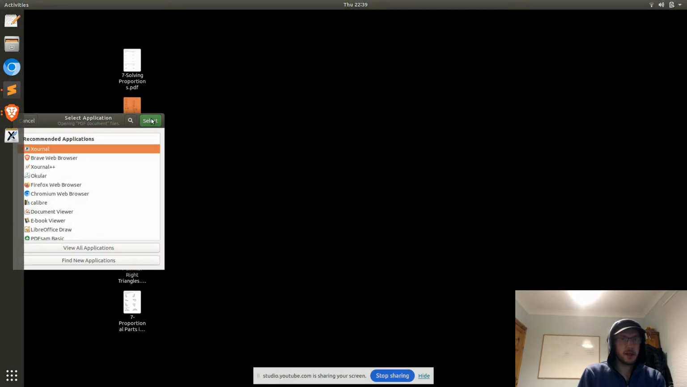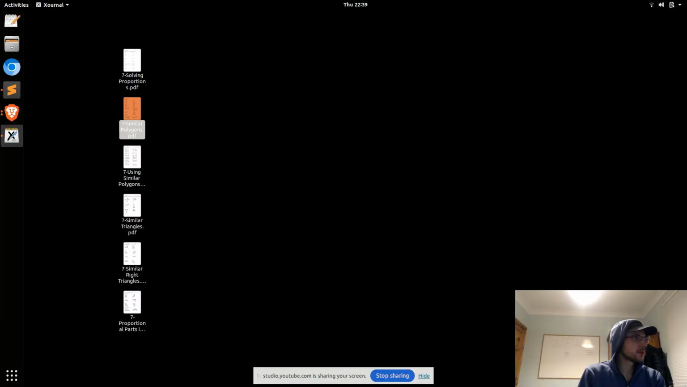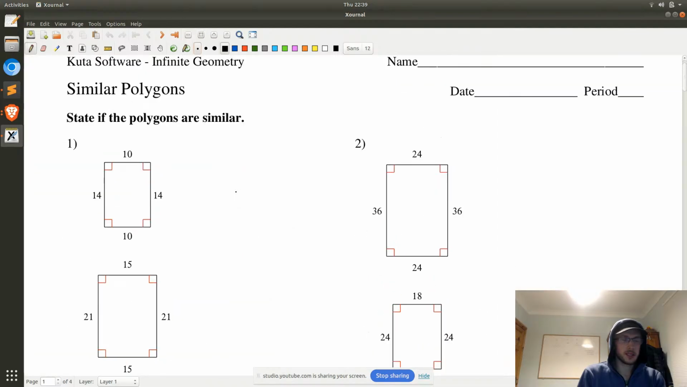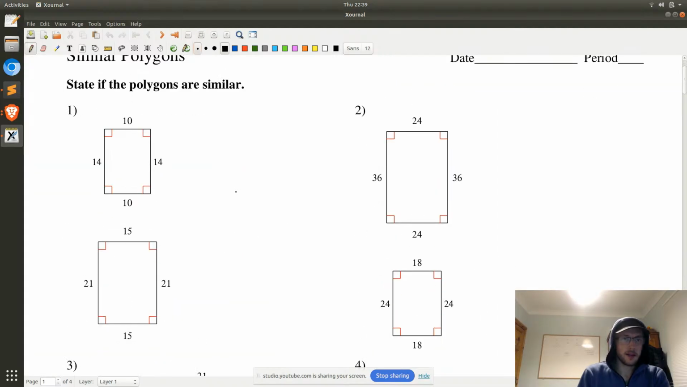And similar polygons, or so it appears. Yes, that's next. Okay, so 18 to do. State if the polygons are similar.